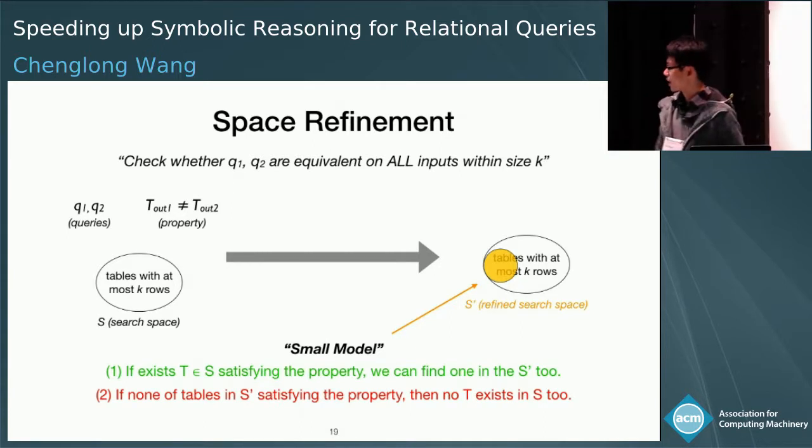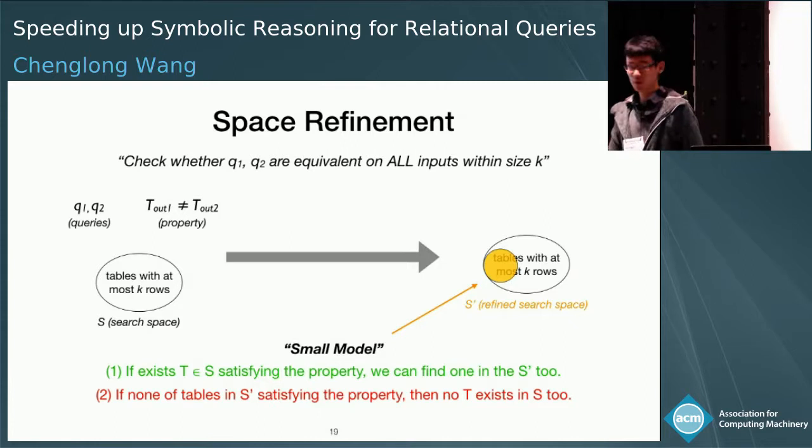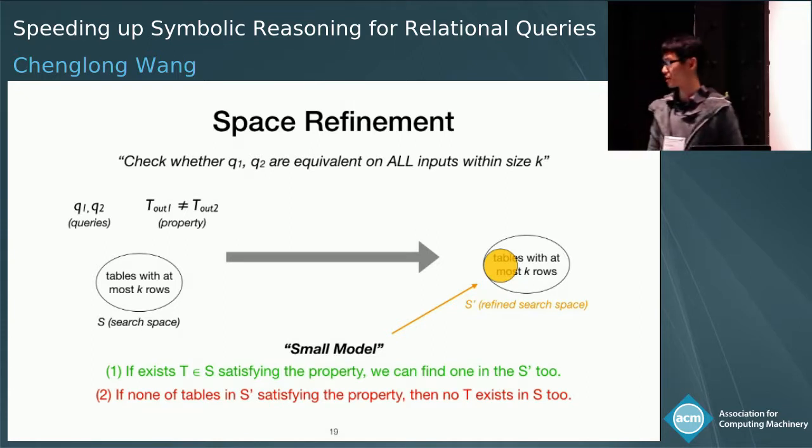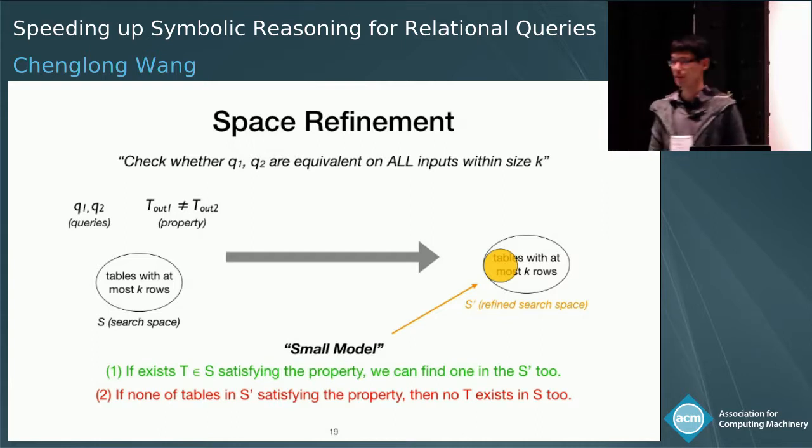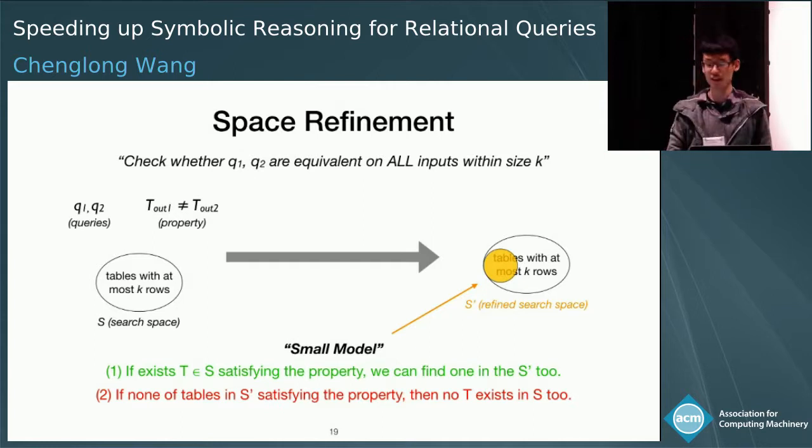So basically, it means if you can find a counterexample in the bigger search space, you must be able to find some counterexample in the smaller search space. In other words, if you cannot find any counterexample in the smaller search space, you're done. You don't need to go to the bigger space anymore. And so this just gives a guarantee that it's complete for reasoning this task.